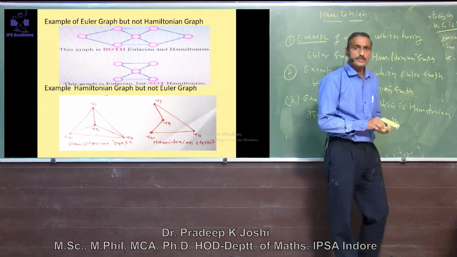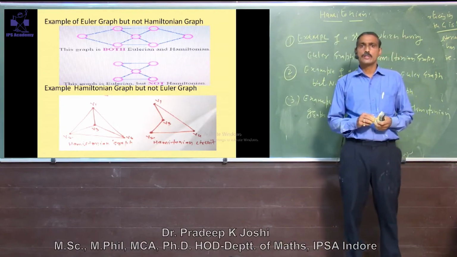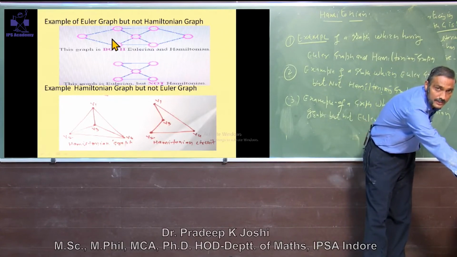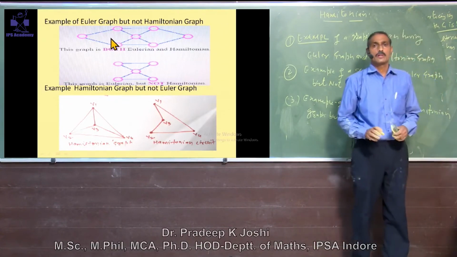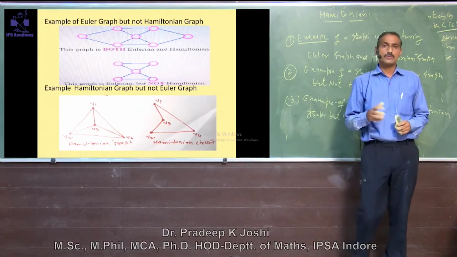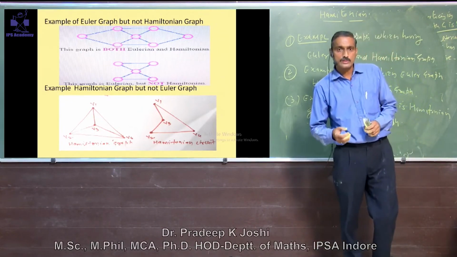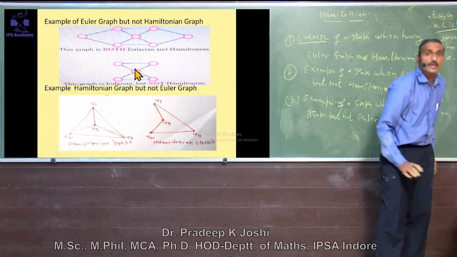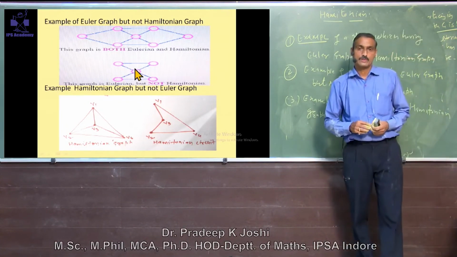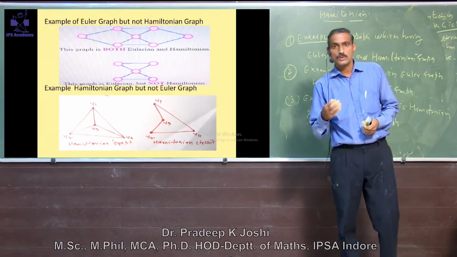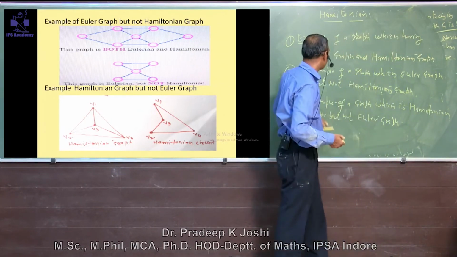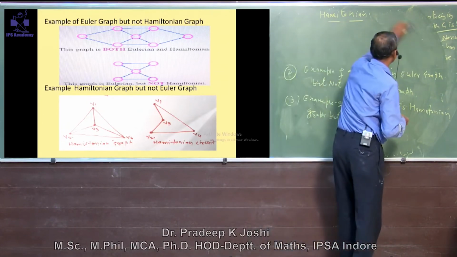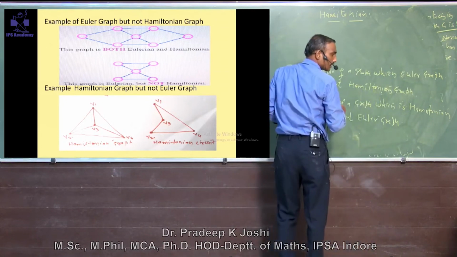Okay, so this is the example which is an Euler graph. Here, just to see, this is the graph. The first graph is an example which is an Euler graph as well as a Hamiltonian graph. The second example is an Euler graph but not a Hamiltonian graph. Just to see why this graph is not a Hamiltonian graph, I am taking example number 2 here. We have completed example number 1.